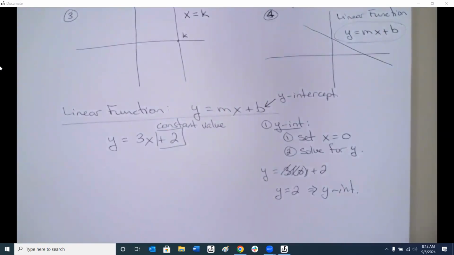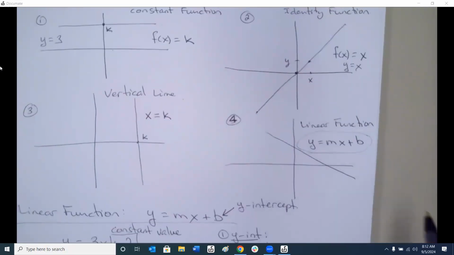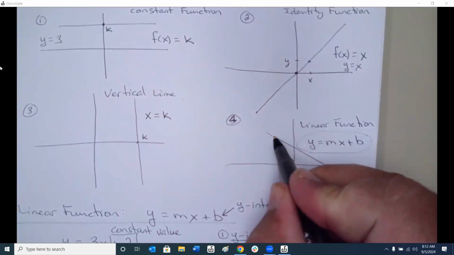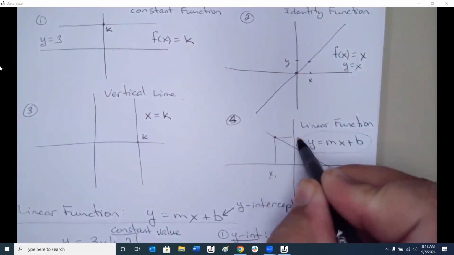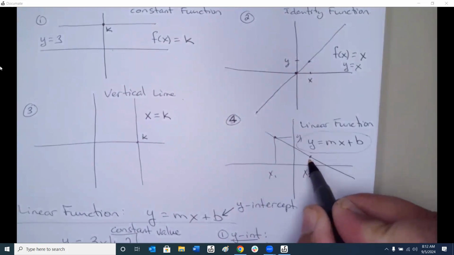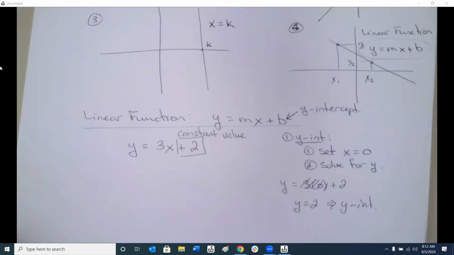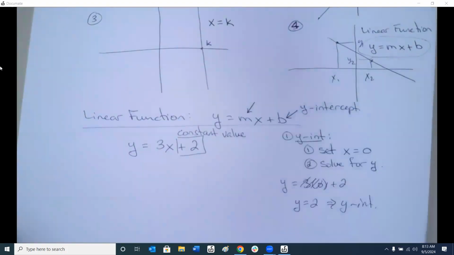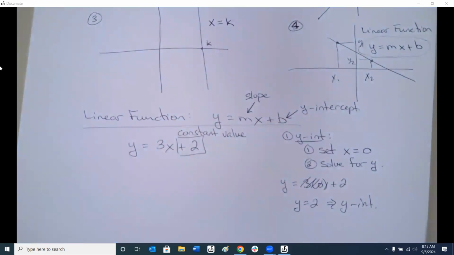And since it's not a horizontal or vertical line or identity function, it has to have a slope. Because between any two points, we have x1, y1, x2, y2, so we can find a slope. That's what the m stands for, the slope. Remember, we defined m as slope.